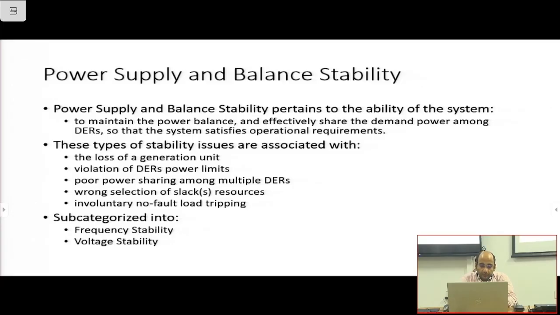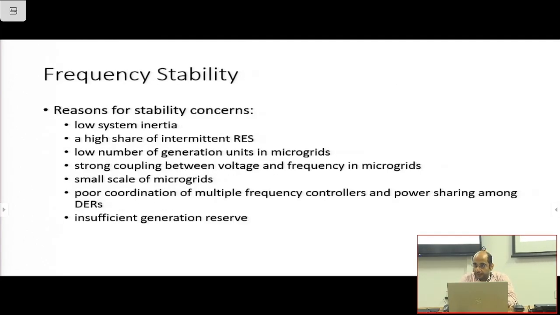Then no fault load tripping. Sometimes there is not a fault, but still there could be some other reason due to which there is a tripping. It's called no fault load tripping. This is not good because the load wants a power supply. Even if there is no fault and there is tripping, it leads to certain issues. So the supply and balance stabilities are basically divided into 2 main categories: frequency stability and voltage stability, just like a conventional power system, as you are aware.